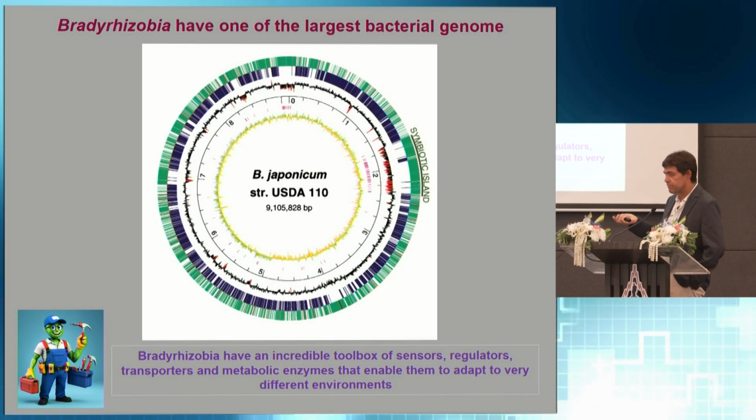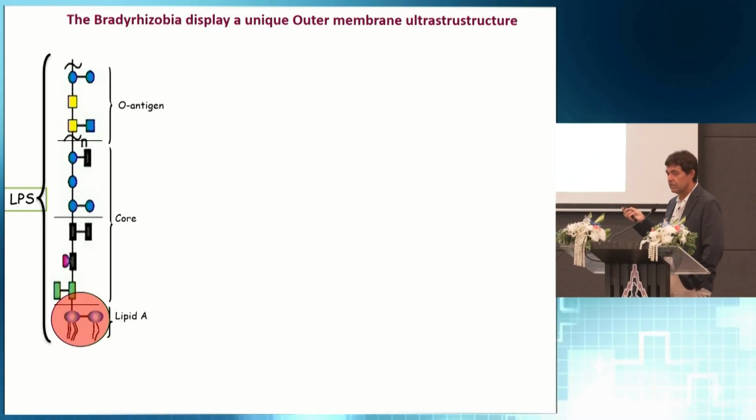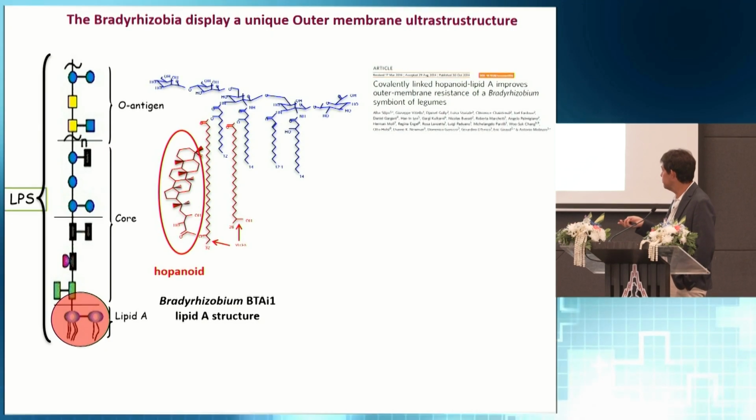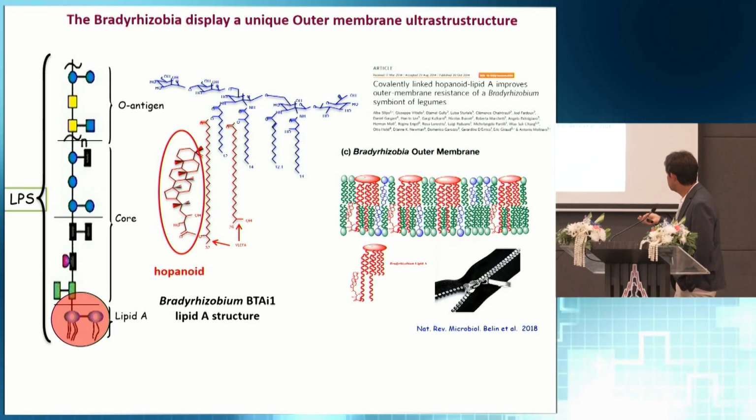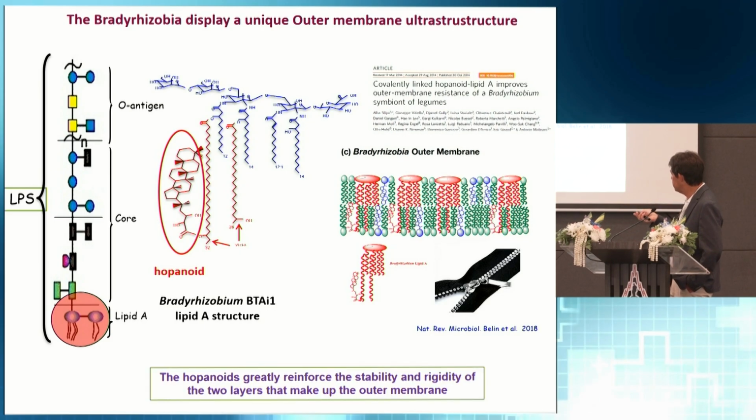The second possible explanation of the ecological success of Bradyrhizobium is maybe found at the level of the structure of the outer membrane. It has been shown by the group of Antonio Molinaro that Bradyrhizobium contain a hopanoid molecule that is covalently attached to the lipid A of the lipopolysaccharide. And so this hopanoid, in fact, acts as a zip, and that permits to reinforce the stability and the rigidity of the two leaflets that make up the outer membrane.